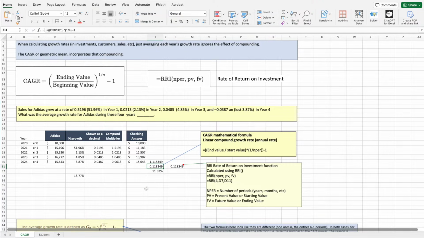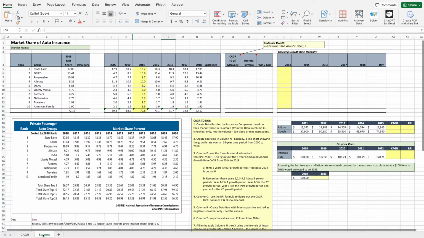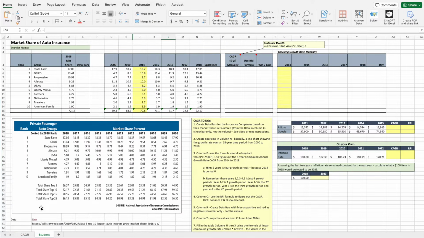Okay. So now let's go ahead and get started on the assignment. Go over here to our student tab, and let's bring this up. So the very first thing here, under student name, let's go ahead and put in our name. And this came from Collision Week in 2019, and they were showing the top auto insurers by rank and market share.